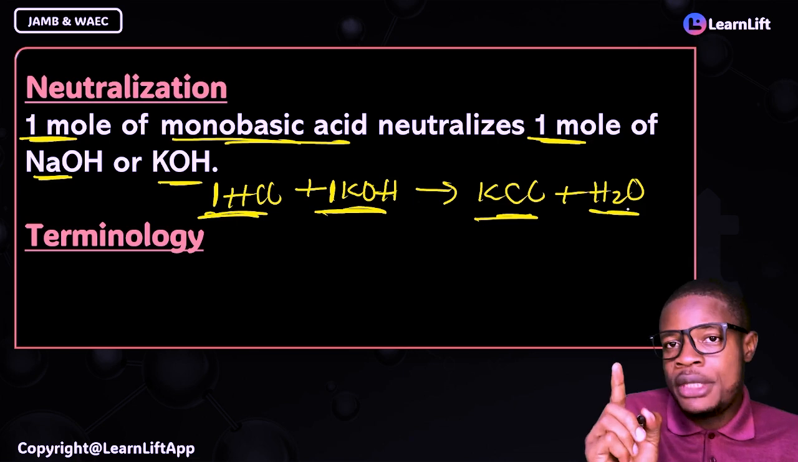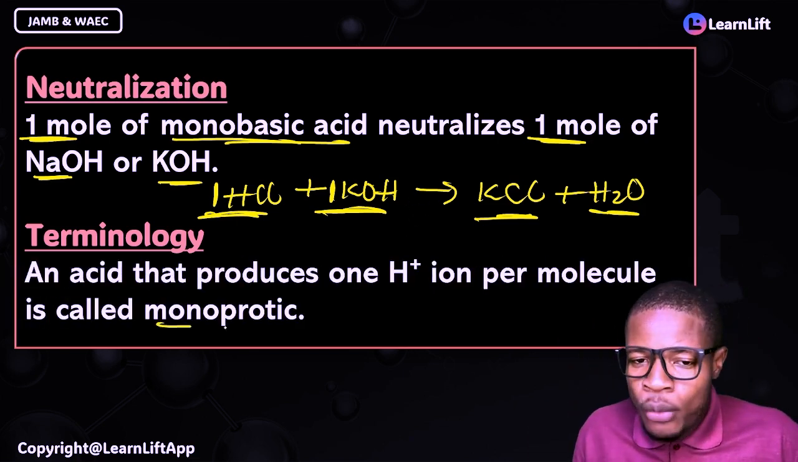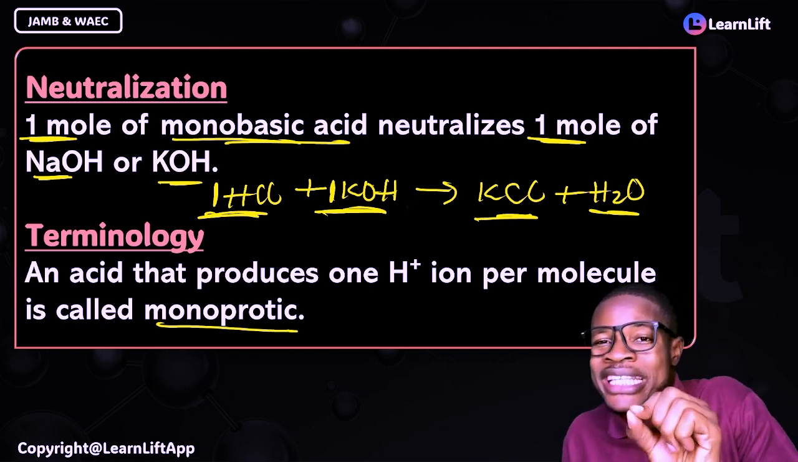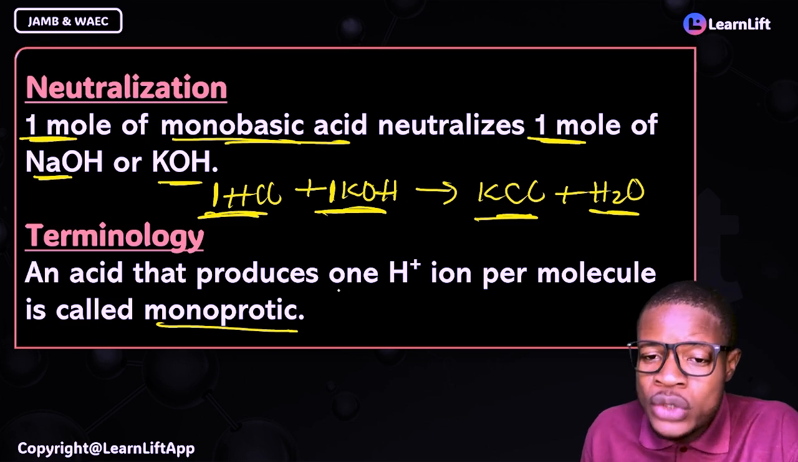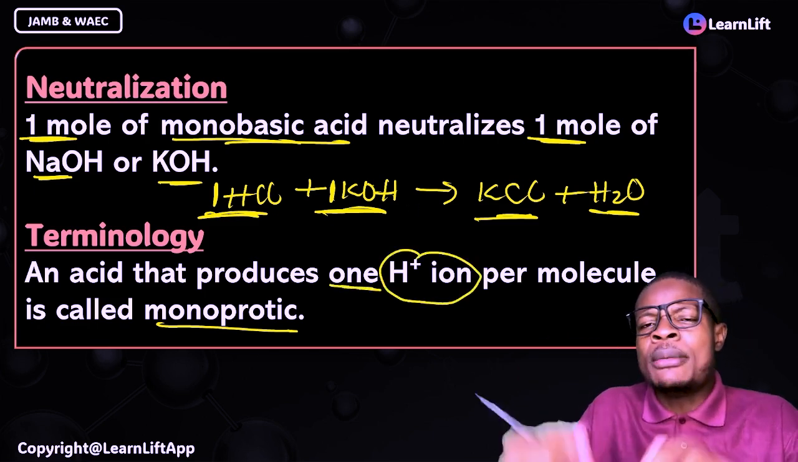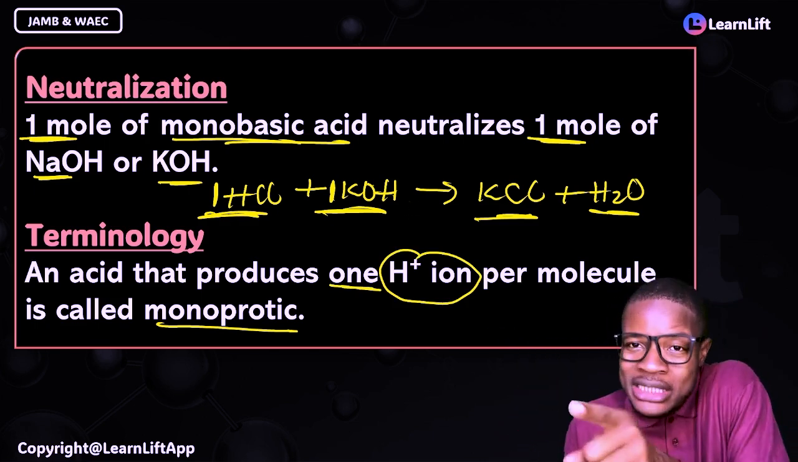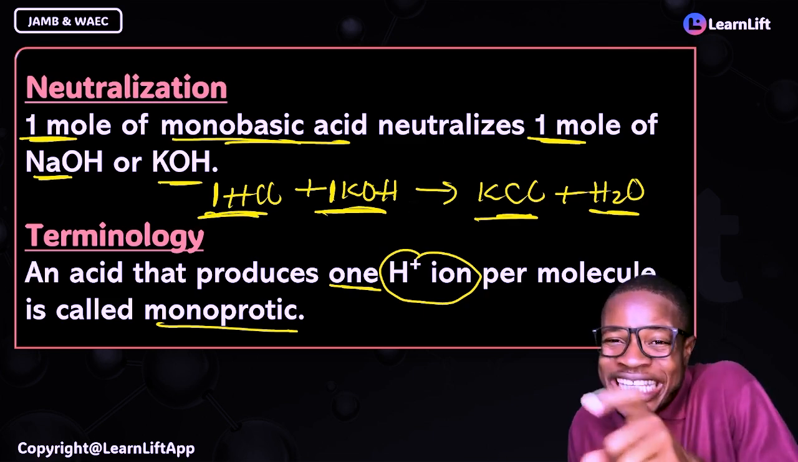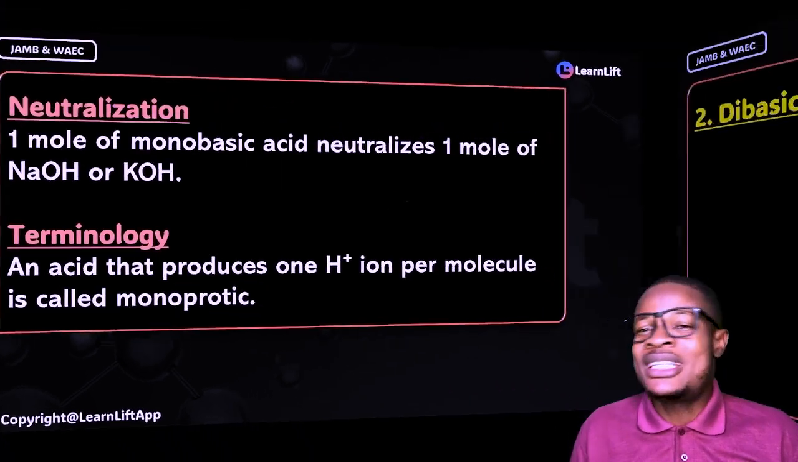The key terminology I'd like you to know here and never forget is the term monoprotic. We said that monoprotic acids are also called monobasic acids. So an acid that produces 1 hydrogen ion per molecule, what do we call it? Monoprotic. Protic there is telling you the proton. How many protons? 1. Monoprotic or monobasic acid. Does it make sense? If you get that very fast with me, that's all.